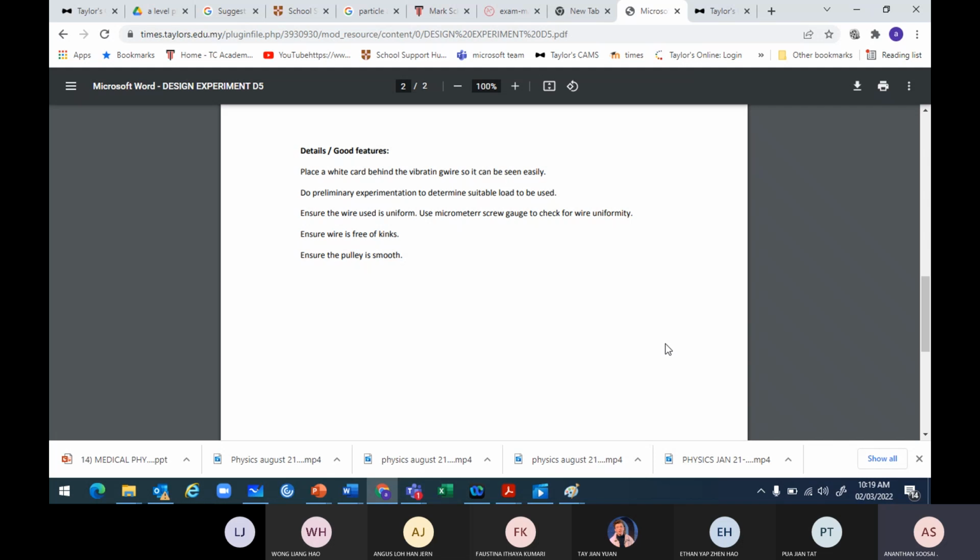So make sure the wire is free from kinks, so it has a uniform cross section and the tension is the same throughout. Use a micrometer gauge to check the wire uniformity, so it's free from kinks. Kinks mean some part has a cross section area that is too small, so the tension is not uniform. Now, whenever you use a pulley, make sure the pulley is smooth, a frictionless pulley.